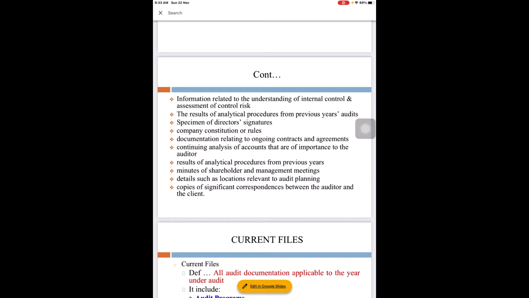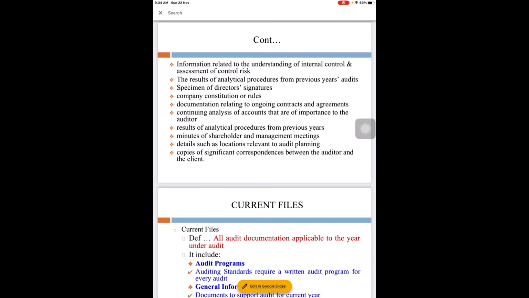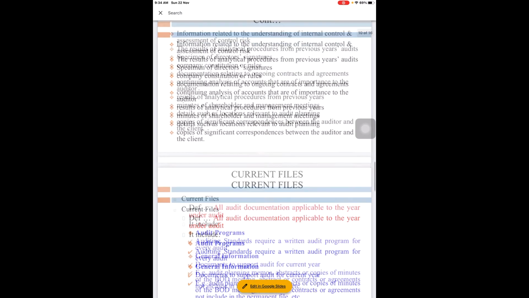It doesn't matter what the auditor thinks is important. And the result of analytical procedures from the previous year. Minutes of shareholders' and management meetings. So maybe the meeting was held last year, but the implementation may be for the current year. And then details of locations relevant to the audit planning. Alright, and then next will be copies of significant correspondence between the auditor and the client. So anything that you think is important in order to do next year's audit, you have to bear in mind and keep in this kind of permanent file.